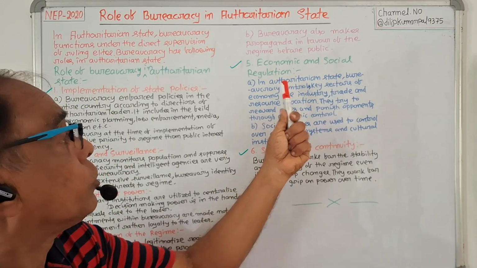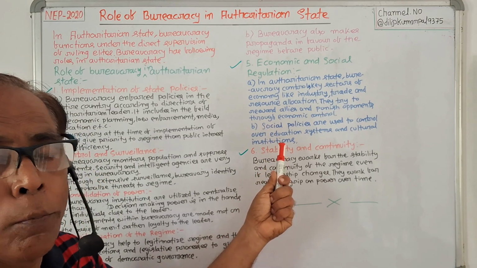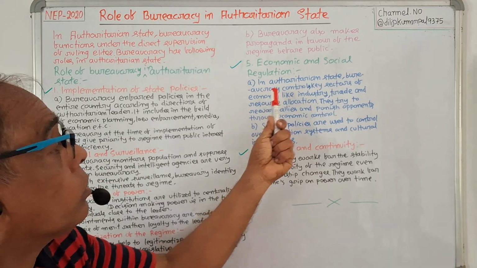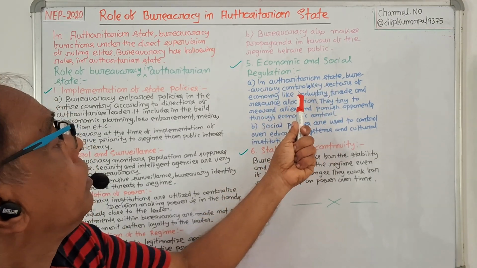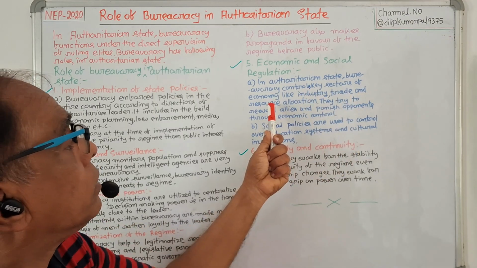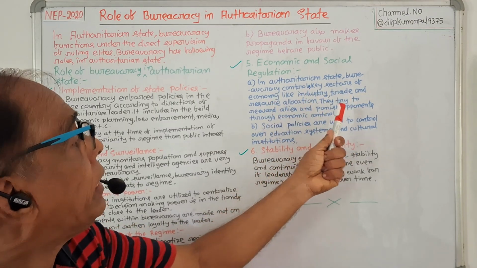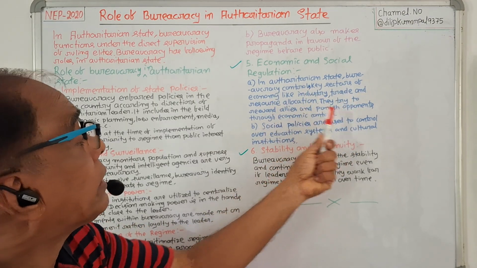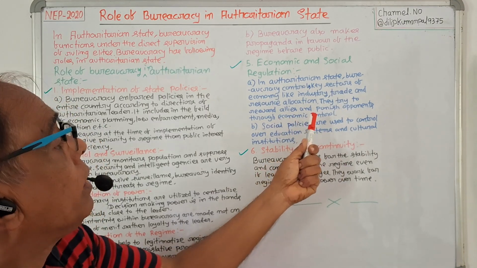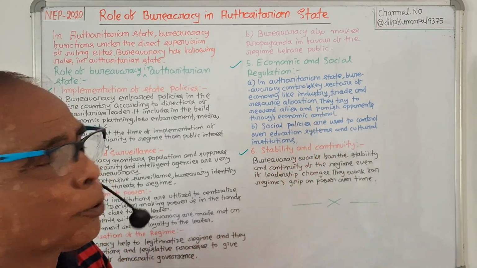Under the economic and social regulation, there are two functions of bureaucracy. Number one, in authoritarian state, bureaucracy controls key sectors of economy like industry, trade and resource allocation. They try to reward allies and punish opponents through economic control.